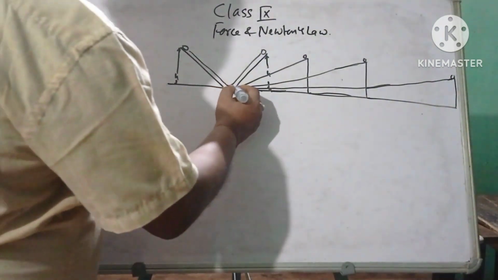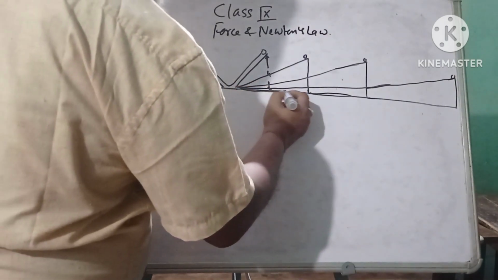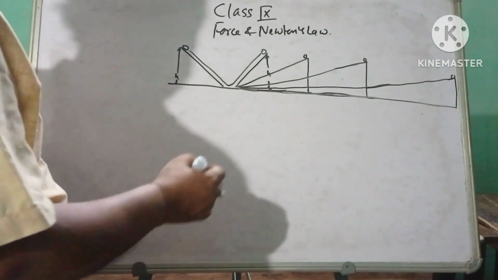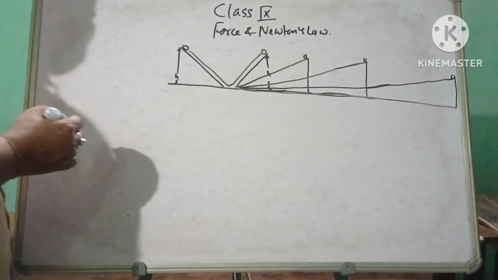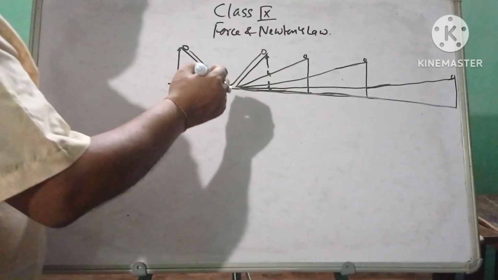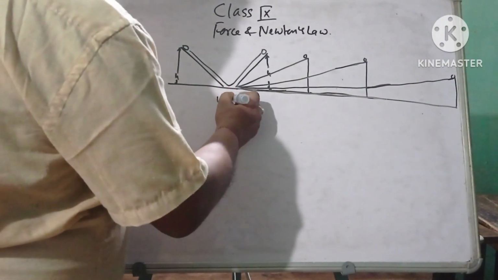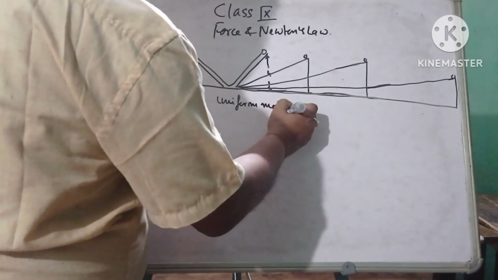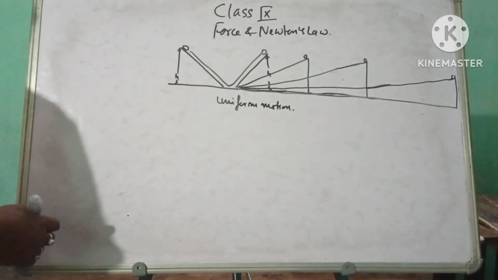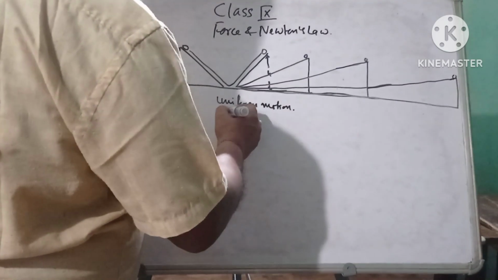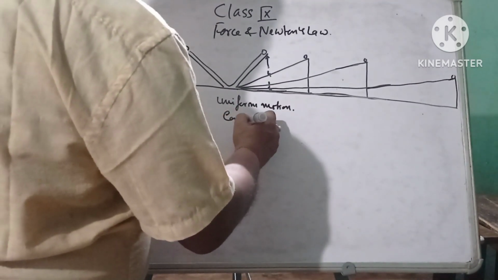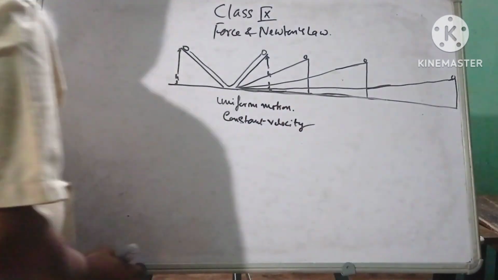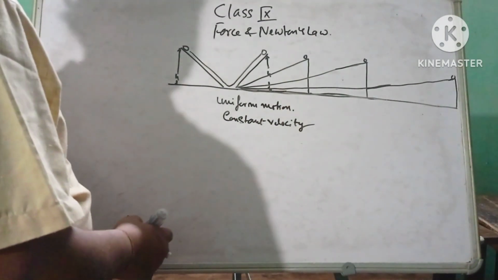Now, if you make the plank straight, then the ball will move on in search of its height. It will keep moving. This motion is called uniform motion, and it proved that no external force is required for uniform motion. That means the ball will be moving with constant velocity.